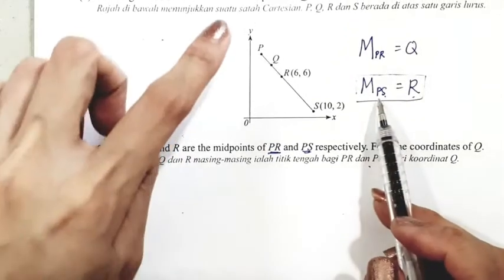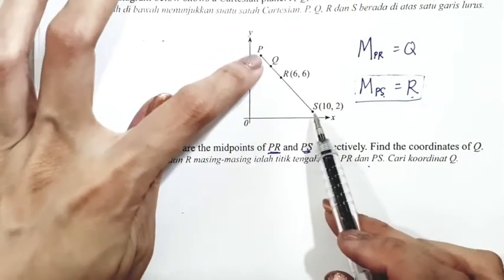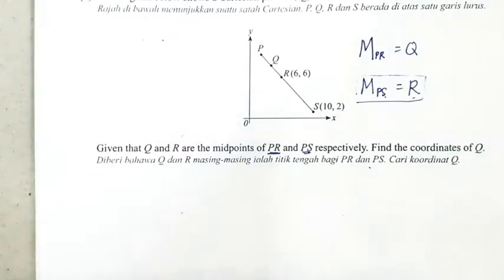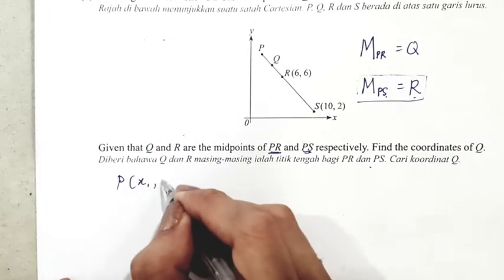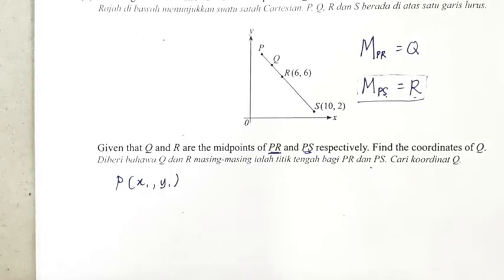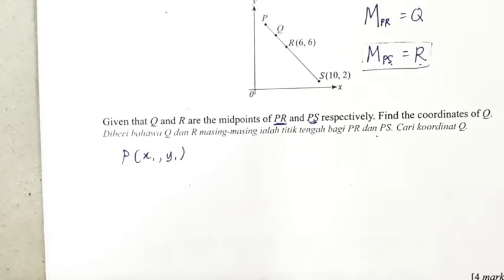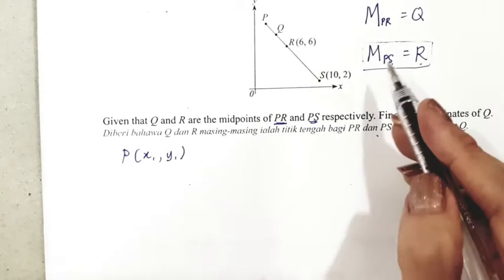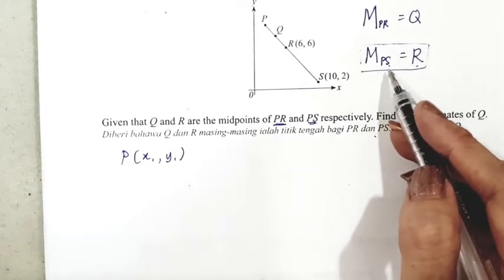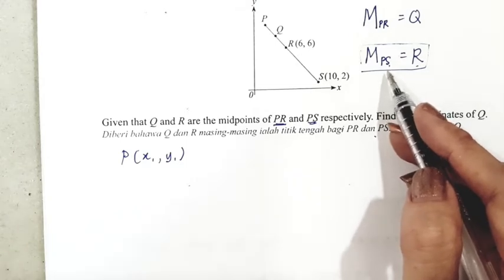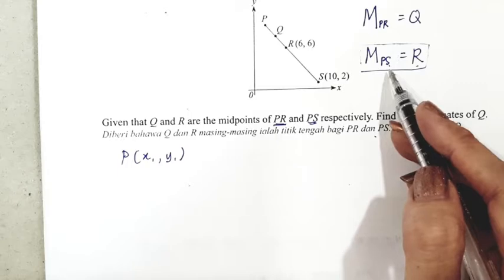Okay, let's start with this. How do we find the midpoint of PS in the first place? Now, I don't have P, so let's call P generally X1, Y1. Okay, so to use this formula, we have to take the coordinate X of P and S. We add together divided by 2, and coordinate of Y from P and S and divided by 2. That will give us the R.